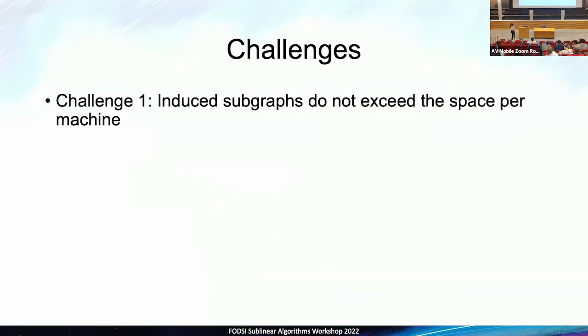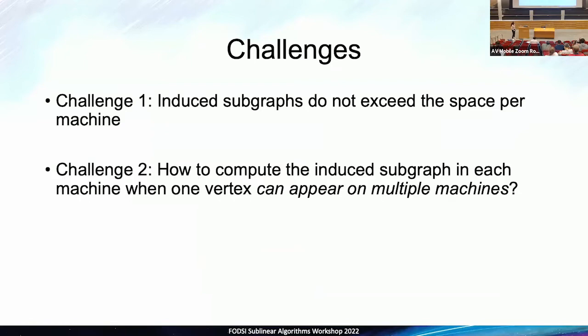So really quickly, some number of challenges. The first thing is, of course, we need to make sure the induced subgraphs do not exceed the space per machine. The second thing is a bit tricky, which is how do you actually compute the induced subgraph in each machine when one vertex can appear in multiple machines? This problem is actually easy if you need to put the vertex on one machine, because then you can just send it to that machine.